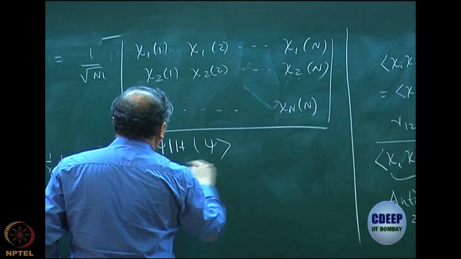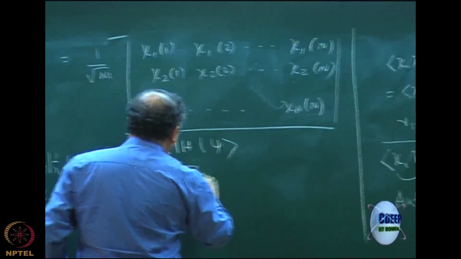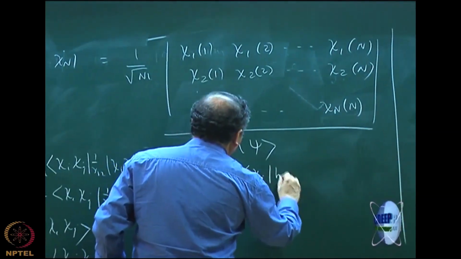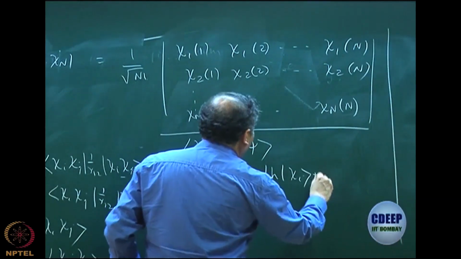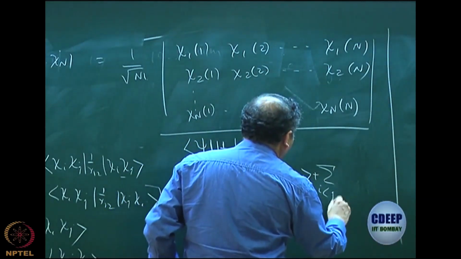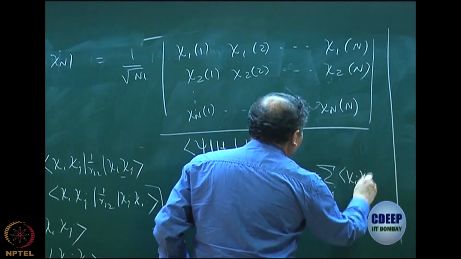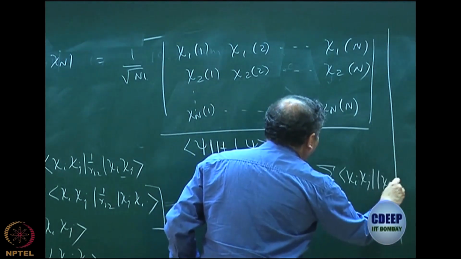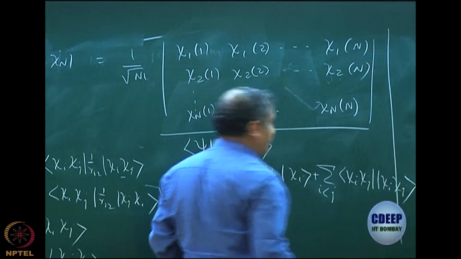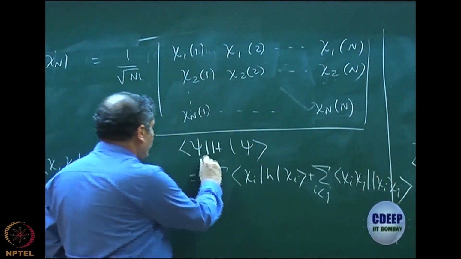Okay? So the same form one can now write, so I can write this psi in a simpler form as the sum over I of chi I h chi I, plus the sum over I less than j of chi I chi j antisymmetrized chi I chi j. That's it. So in a more simple form.